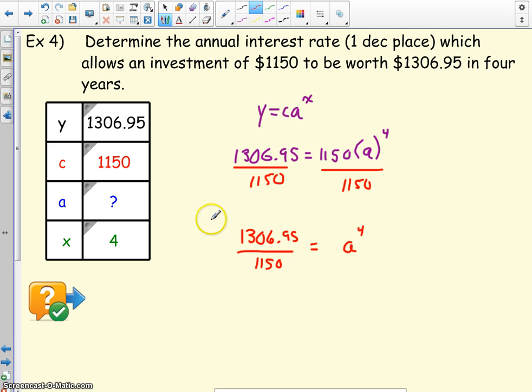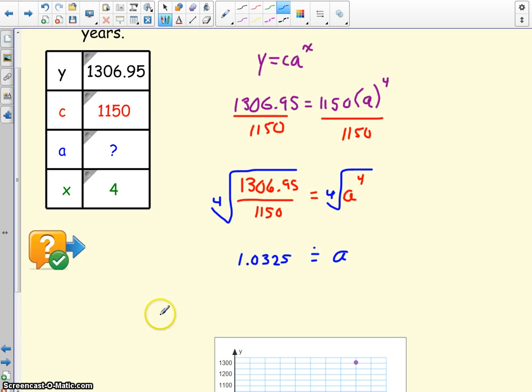Okay, so we've run into this kind of situation before where we have an unknown in the base of a power and we have an exponent on top of it. So if this was a squared, well, you would take the square root of both sides. Well, this is a to the 4th, so we're actually going to take the 4th root of each side in order to get a by itself. So we wind up with a being, technically it would be plus or minus because it's an even root that we're taking. The negative one would be inadmissible. But when we run that through your calculator, you should get about 1.0325.